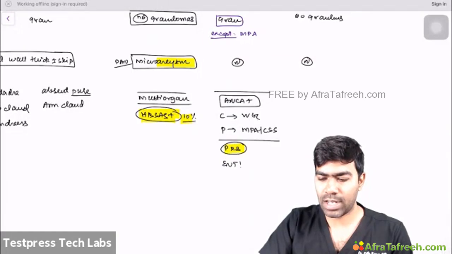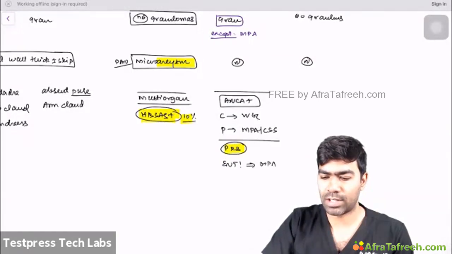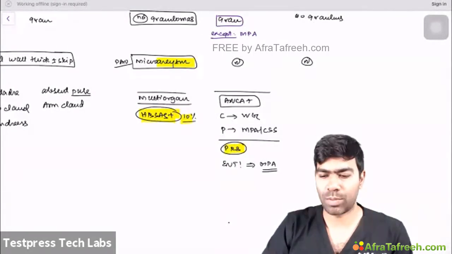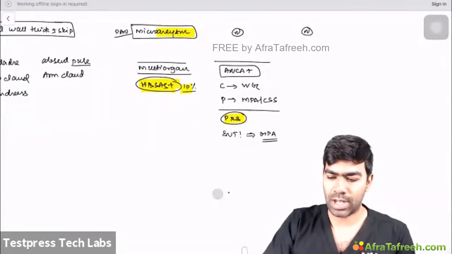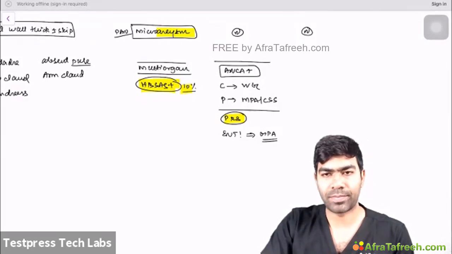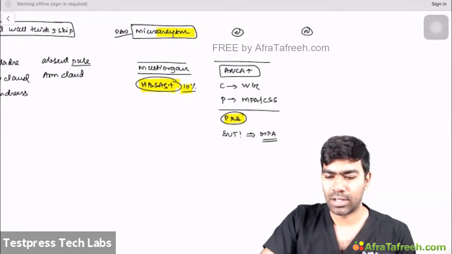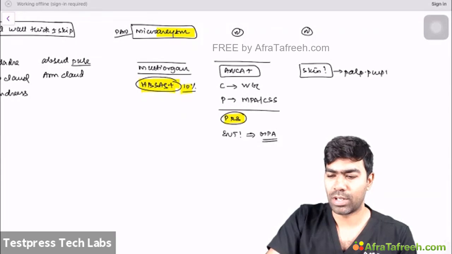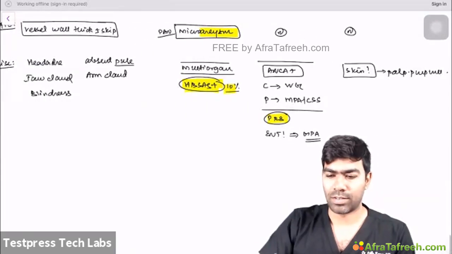If you have a prominent ENT involvement, think about granulomatosis with polyangiitis. That's one point that you need to know. And apart from that, if you think about immune complex related vasculitis, the skin involvement is going to be the prominent one. Typically, if you see a palpable purpura, that's going to be a classic. So that will be the other thing.